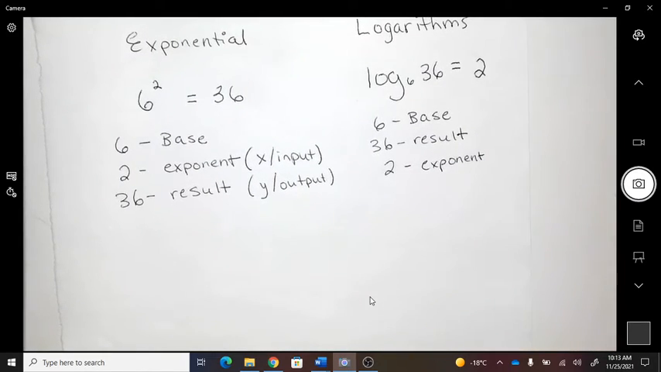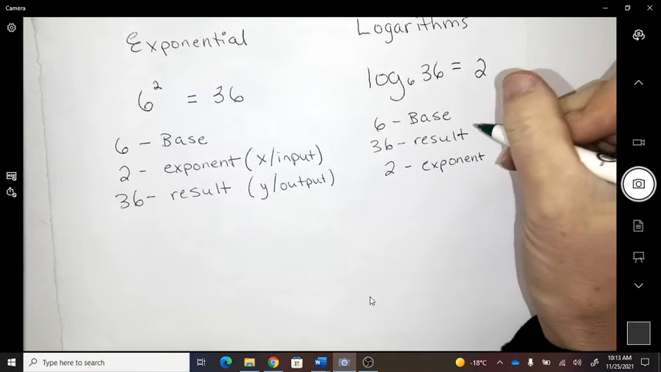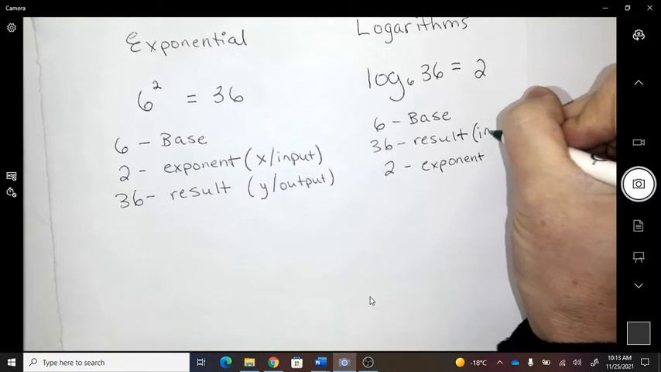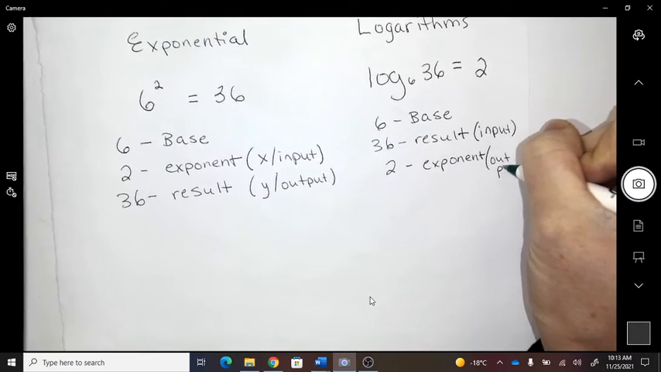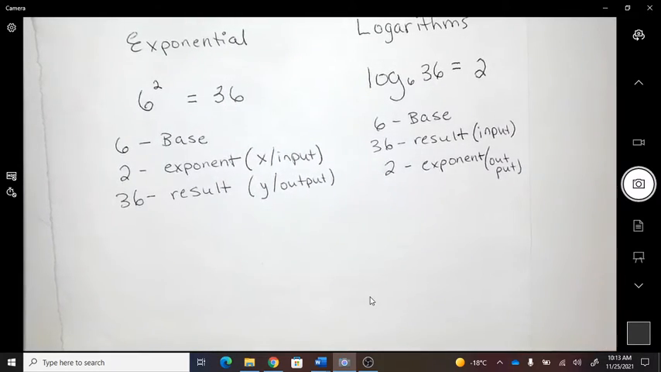But did you notice that when we talk about an input output, it was backwards? This time, the result was my input, and the exponent was my output. Okay, so just making your brain do what you know, but backwards.